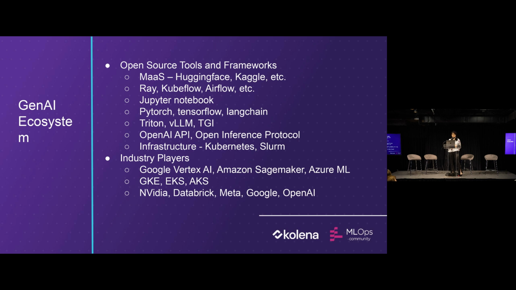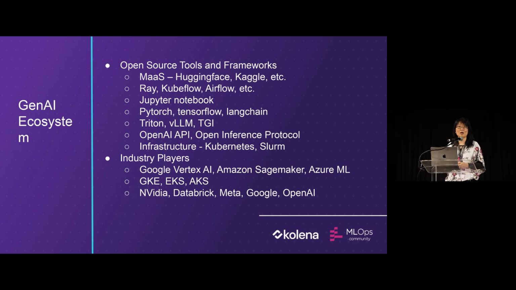Then the next one from an infrastructure perspective, as you can see, Kubernetes has been a widely adopted application orchestrator. The second one I want to call out is Slurm. It used to be widely adopted by the HPC, high performance computing folks. Now Slurm is also adopted for large machine learning training.